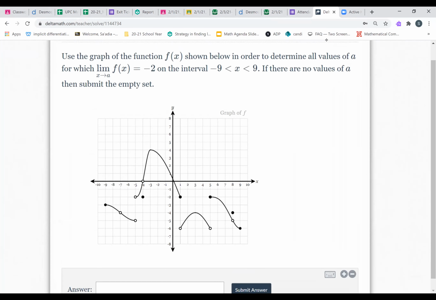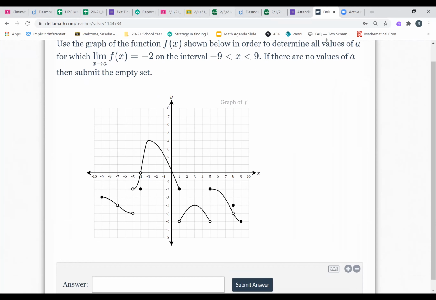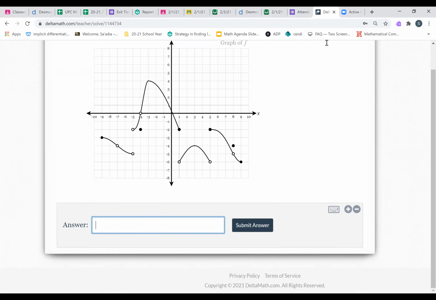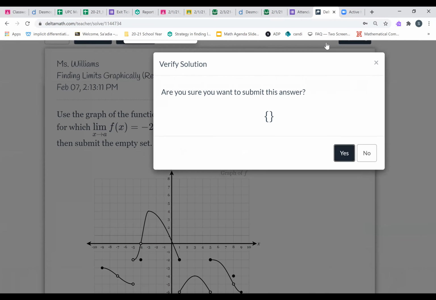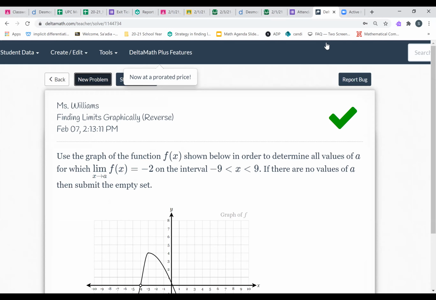Okay. This one says the same thing. Where is the limit equal to -2? So draw your horizontal line. A equals -5 does not work. That one's out. 1 does not work. 5 does not work. So what that says is the answer to this is the empty set, which would be there's nothing. And that's how you write the empty set in math.